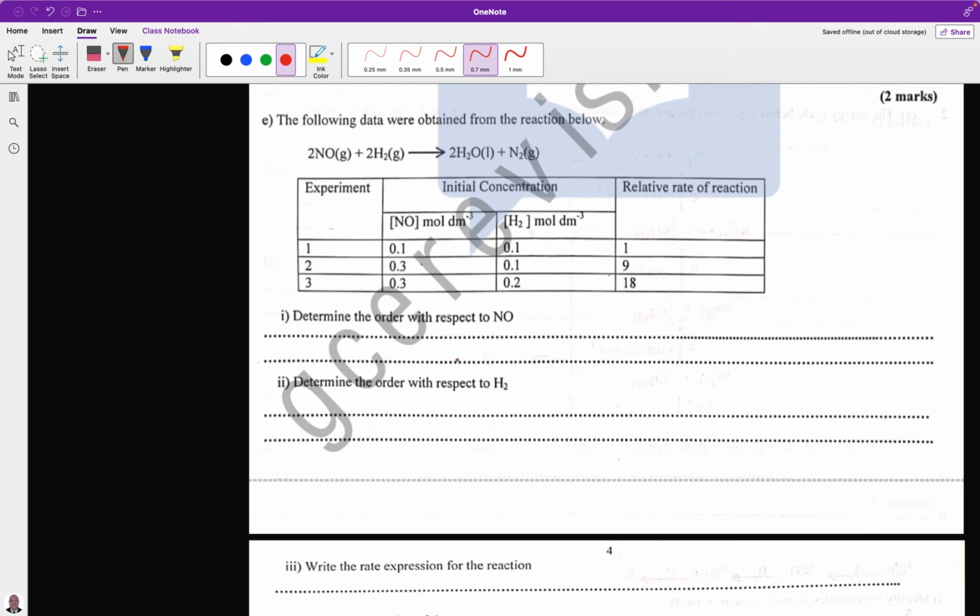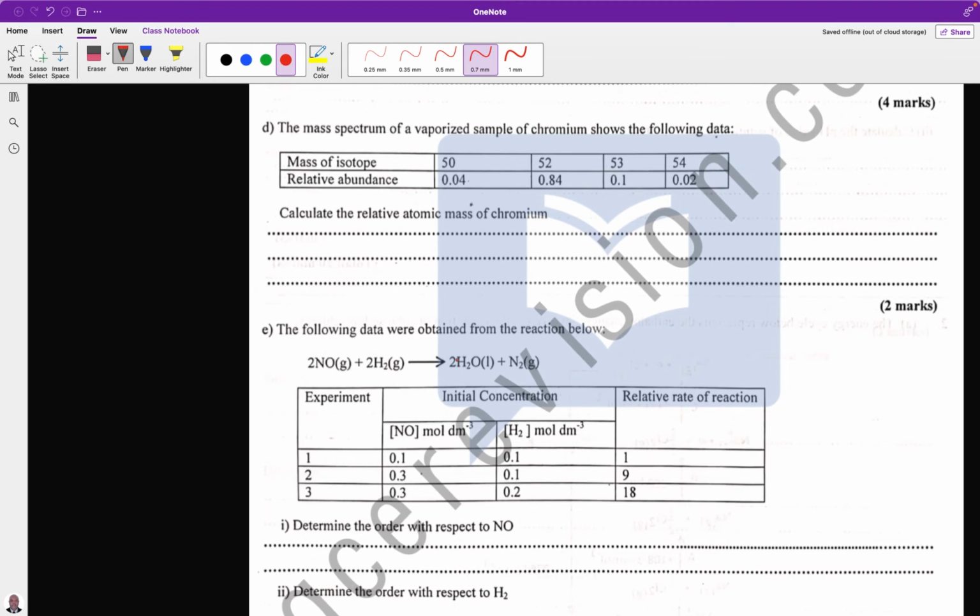Here, this is what you are going to do. In order to have it here, the relative atomic mass is 50 times 0.04 plus 52 times 0.84 plus 53 times 0.1 plus 54 times 0.02.